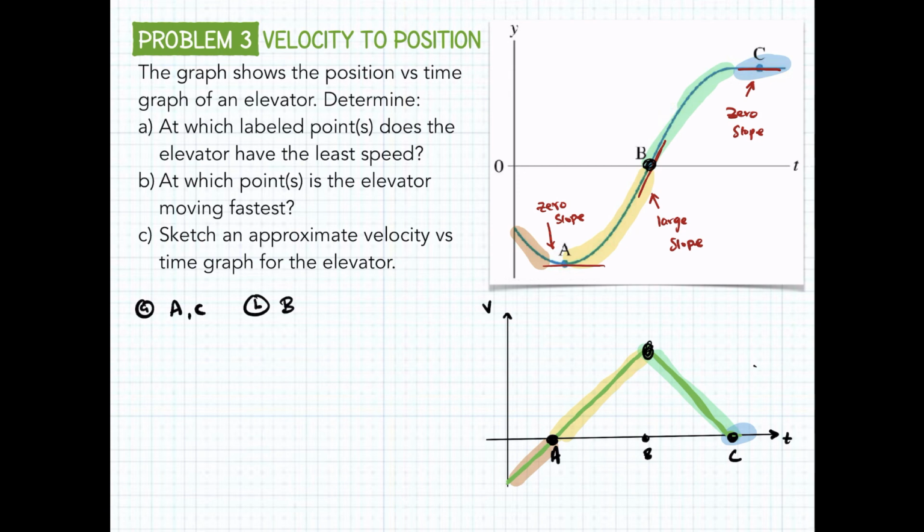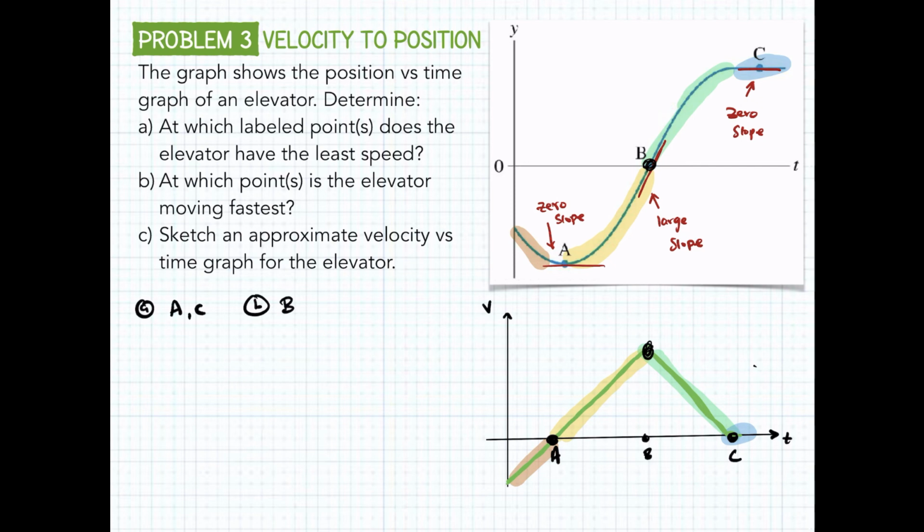Let's say in the position versus time graph, from 0 to A, the slope was, let's say, positive. How would that change the velocity versus time graph? So like if this came up from here, then you would start here and go up like that and come back down. Okay. So it looks something like this.